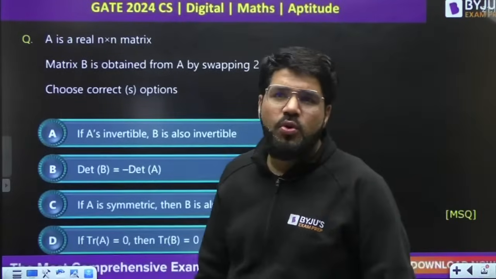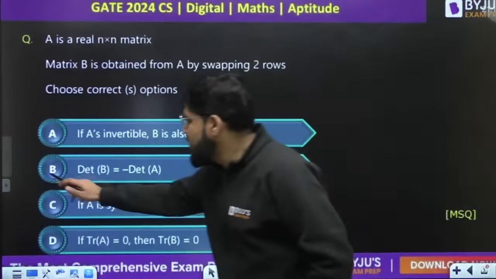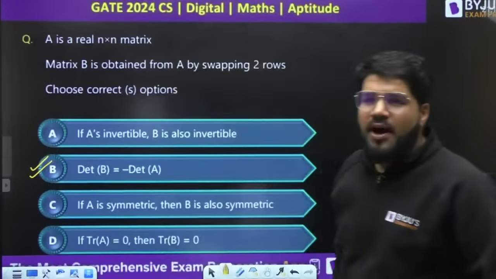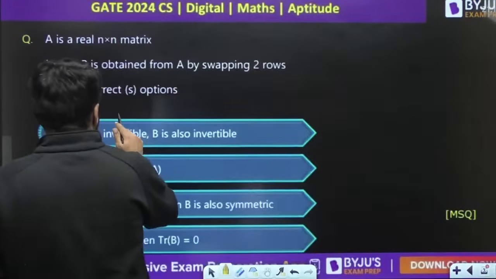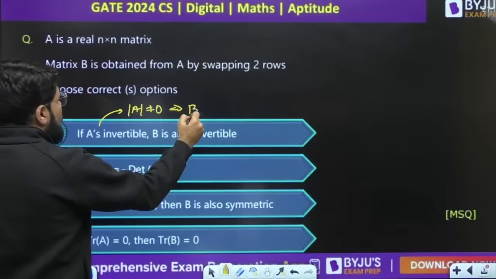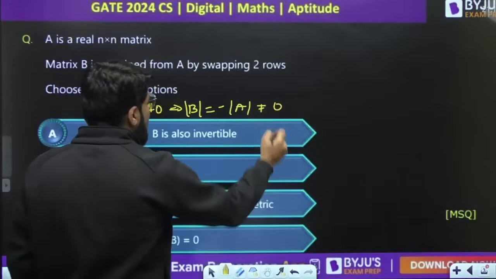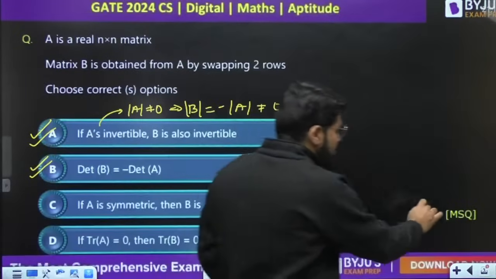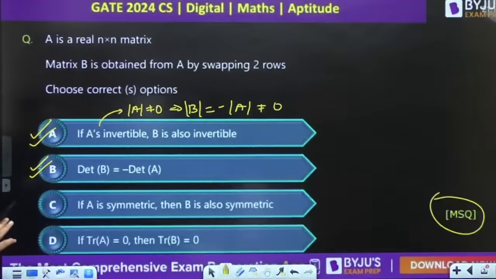Whenever you swap any two rows, definitely the magnitude of the determinant remains the same, but there is a negative sign difference. So definitely option B is correct. Now, if A is invertible, then B is also invertible. If A is invertible it means mod A is not equal to 0. This also means mod B, which is negative of mod A, is not equal to 0 either. So A is also correct. It's an MSQ question, fresh today.